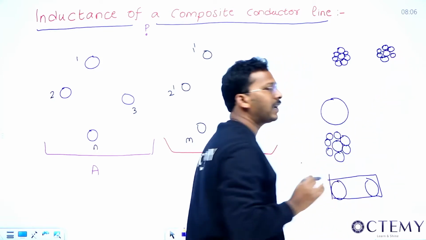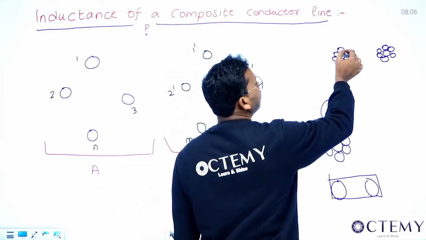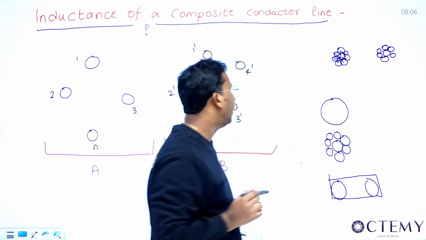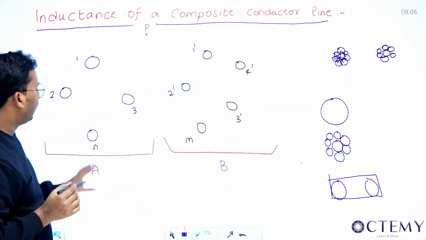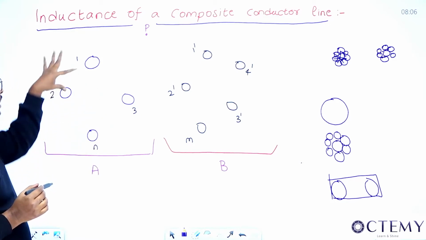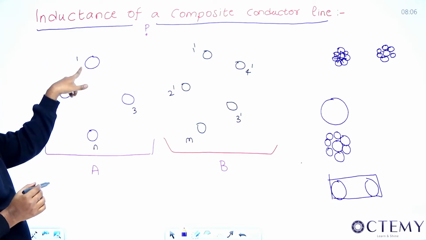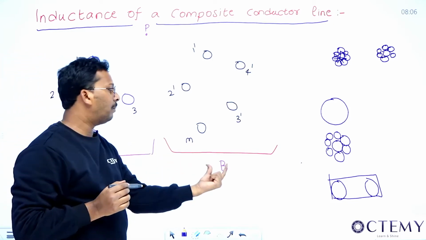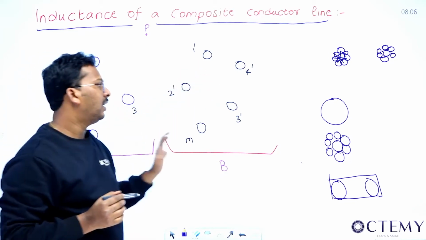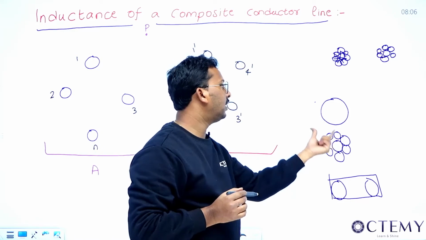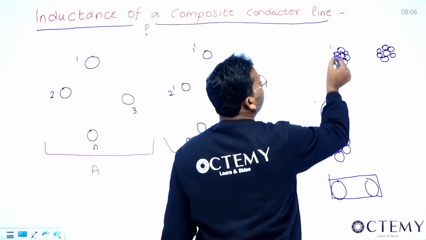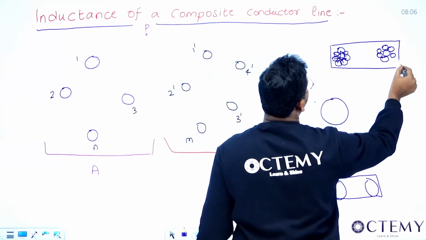In stranded conductors practically, the distance between the strands is almost equal to 2 times the radius. But in a composite conductor, composite conductor A has n strands and the distance between them is some finite distance. Similarly, composite conductor B has m strands. So this is a solid conductor, this is a stranded or composite conductor, and this is a bundle conductor. This is also a bundle conductor, a bundled stranded conductor.